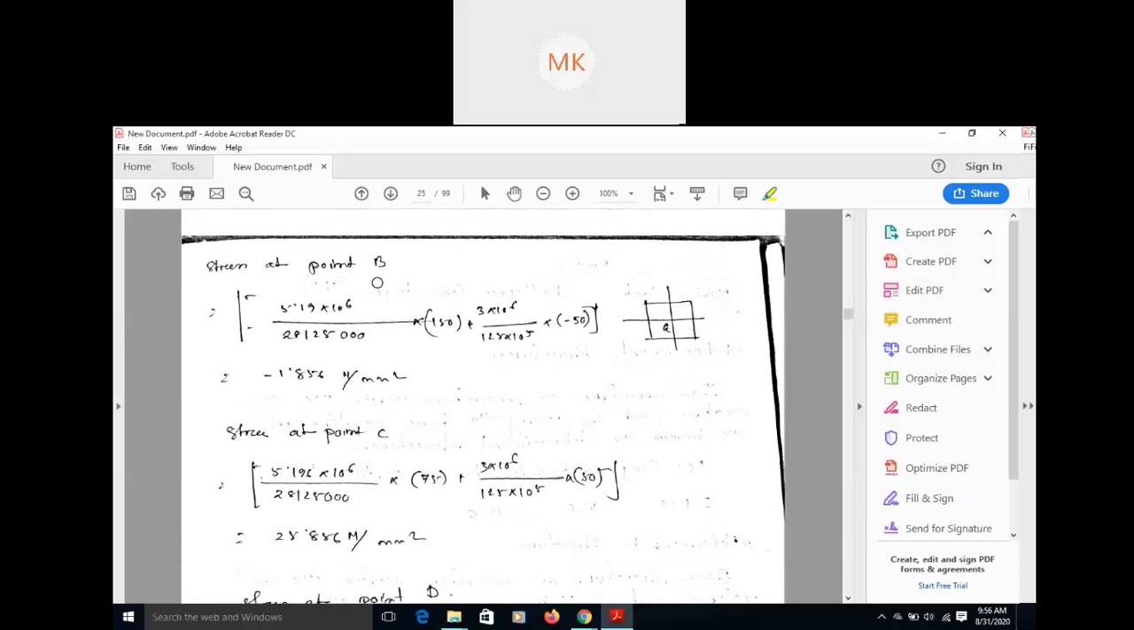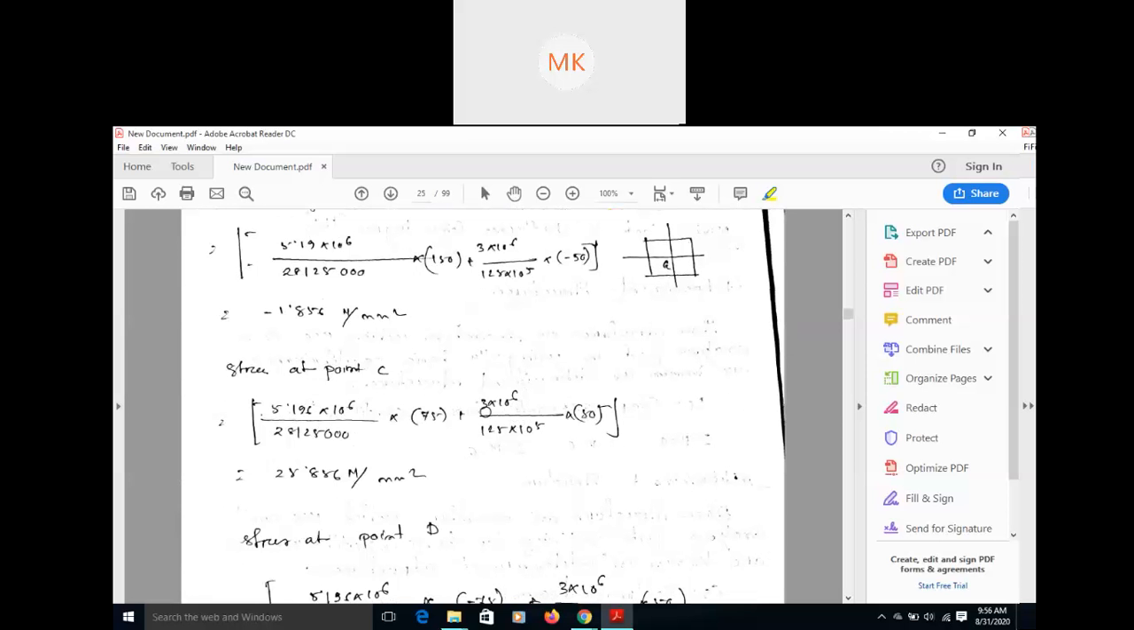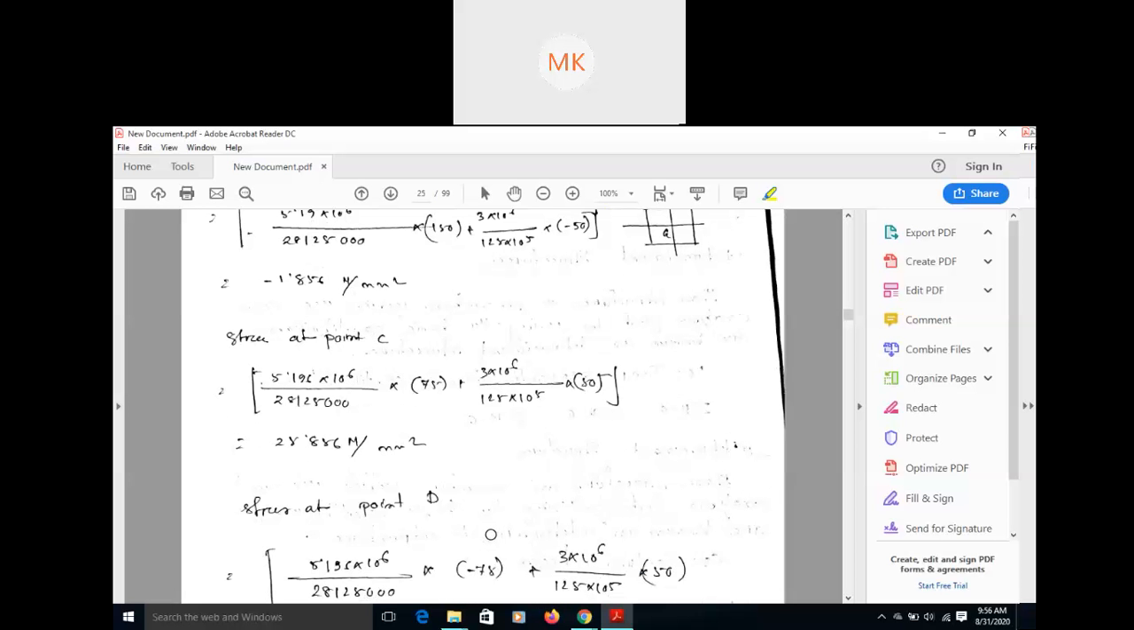Similarly, again you need to find out for that point B. Same way, just put all these values, find out at which coordinate that B point is. As per that, you use the sign. Okay. Similarly for point C, for D. Okay.